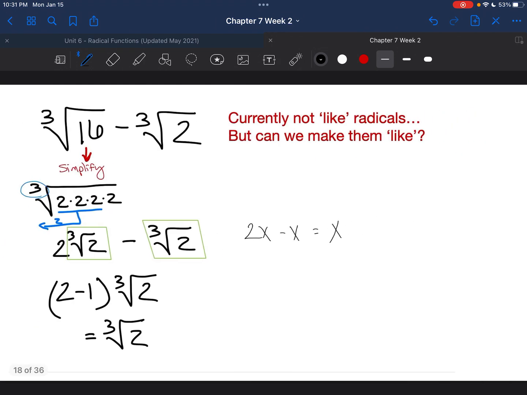Okay, so let's look at another one. The cube root of 16 minus the cube root of 2. Currently, they're not alike.